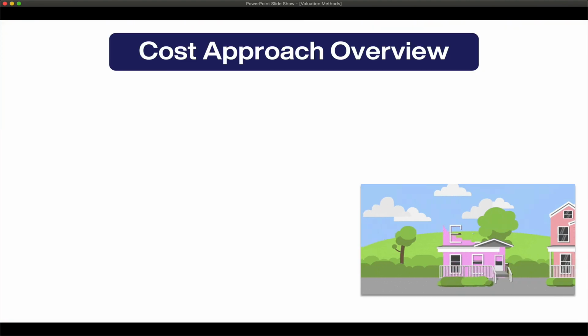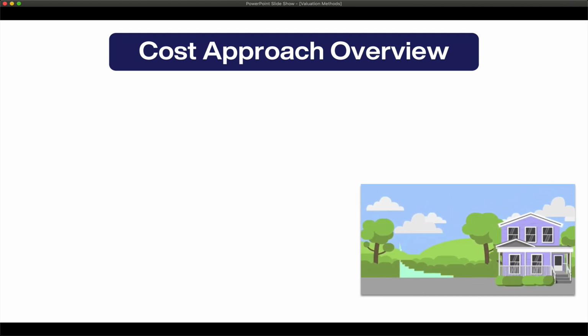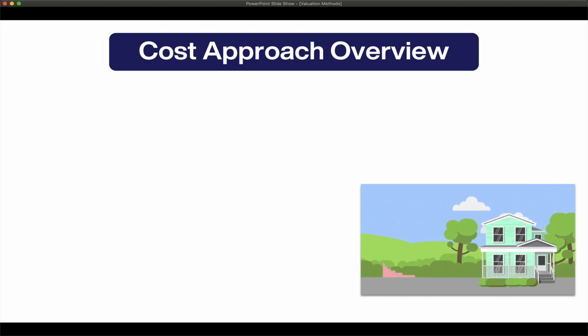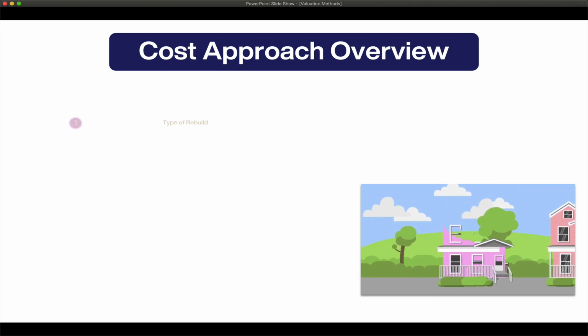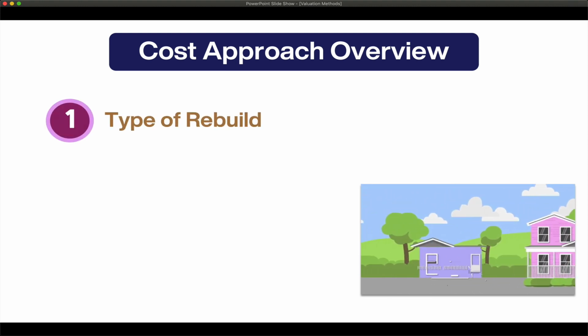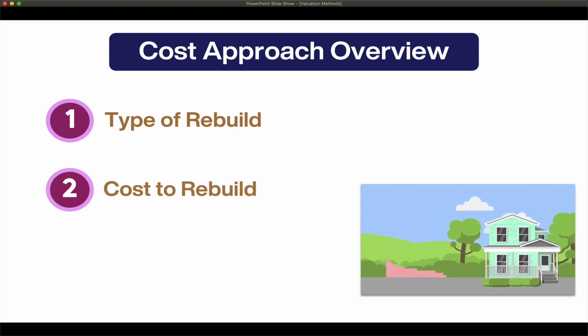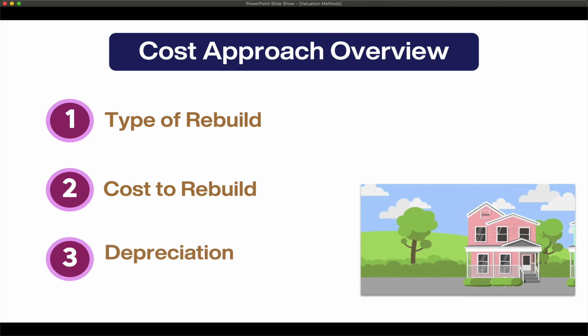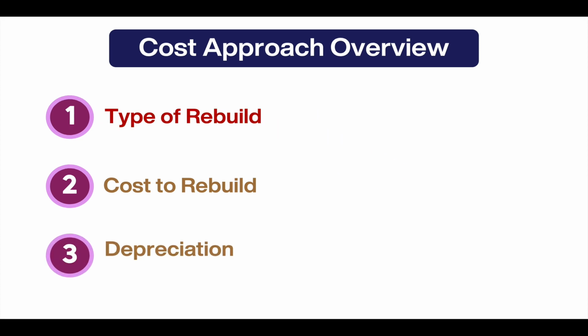The cost approach assumes that value can be derived by finding the depreciated cost of rebuilding a property. It may look complicated, but in reality, there are only 3 steps. First, determine how the property would be rebuilt. Second, find the cost to rebuild that property. And third, depreciate it.